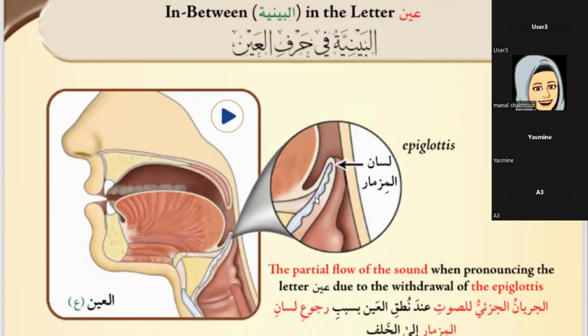So this is showing you, for each in-between letter, what is blocking the flow. With the lam, the edges of the tongue block, and the sound comes out of the sides. With the noon, the tip of the tongue blocks, and the sound comes to the nose. With the meem, the lips block, and the sound comes to the nose. With the ayn, the epiglottis retracts, and the sound comes through a narrow passage.